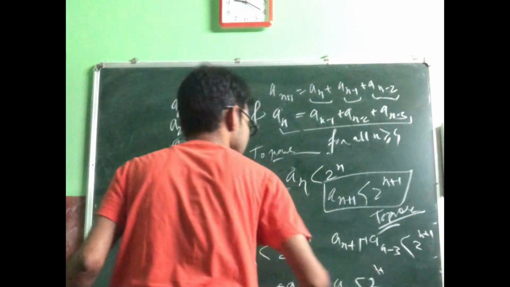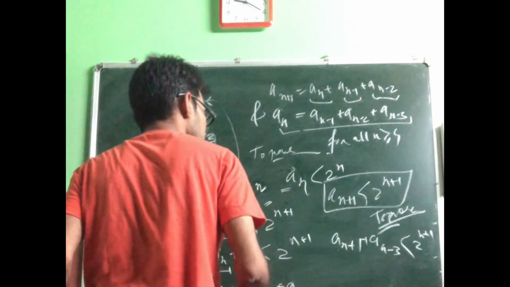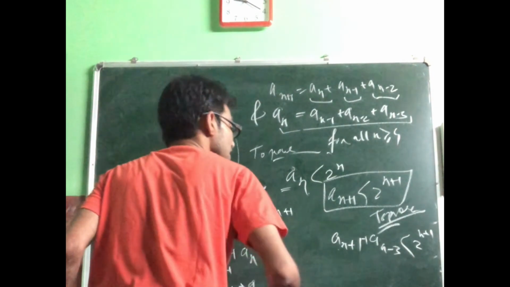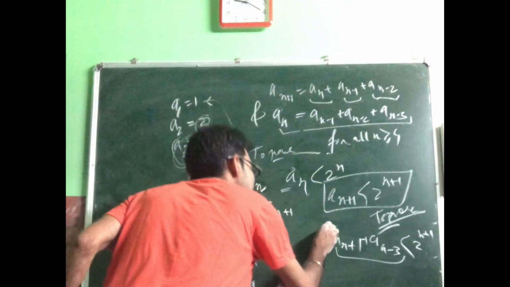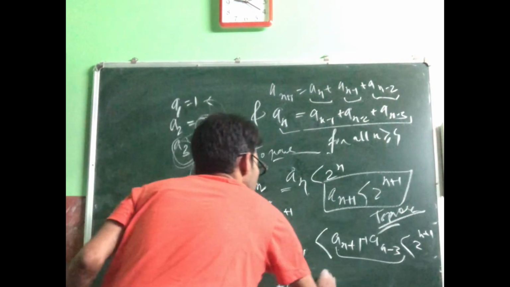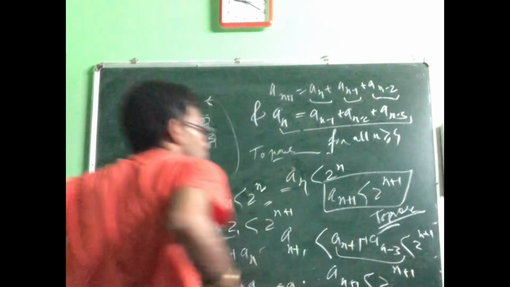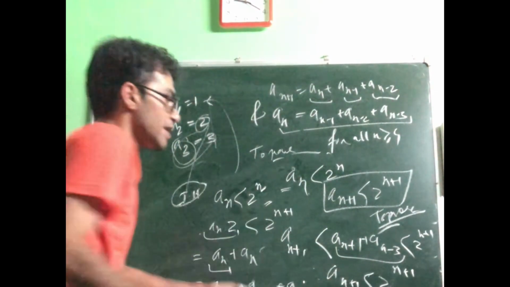If this is the case, if this number is less than 2^(n+1), and this number definitely is greater than a_(n+1), therefore a_(n+1) is less than 2^(n+1). QED.